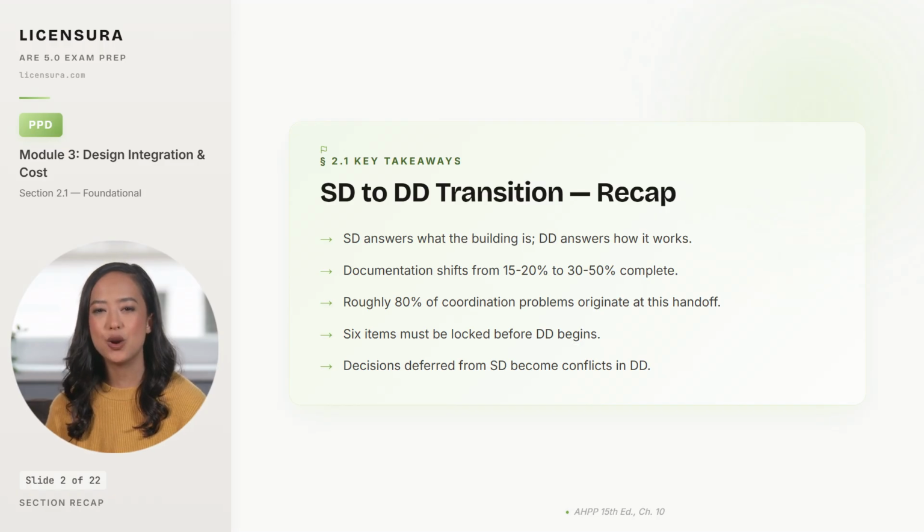Roughly 80% of the coordination problems that hit a project later in CDs and construction can be traced back to this handoff, to SD items that were left ambiguous, and to DD conflicts that were never resolved. 6 specific items must lock before DD begins: program, system types, floor-to-floor heights, cost alignment, code path, and site and zoning. And decisions deferred from SD become open conflicts in DD, which is why disciplined architects close out SD in writing before drafting a single DD plan.